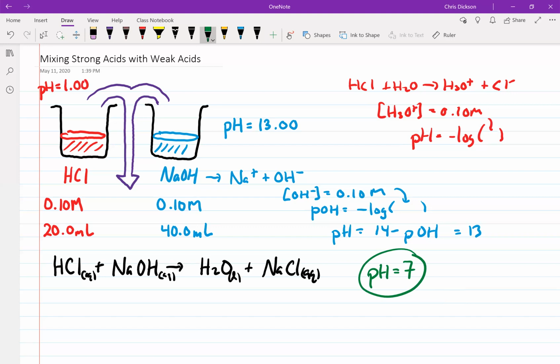So that's what this lesson is all about, trying to determine what the actual new pH would be. But I'd like you to just take a guess right now. If you started with pH 1 and pH 13, you mix the two things together, using 20 mL of one chemical and 40 of the other, in your head, or at least write down in your notes, what you think the pH would be.